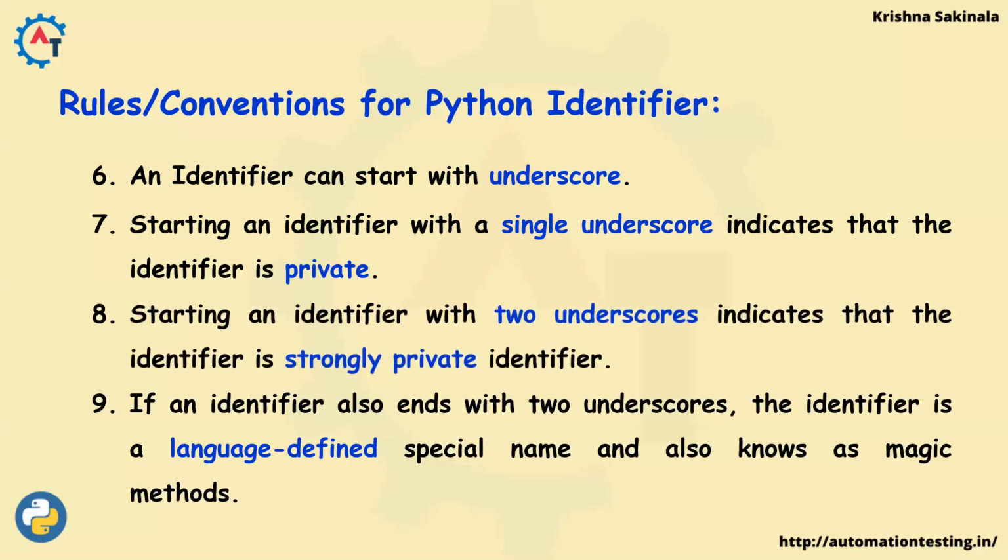If an identifier also ends with two underscores, the identifier is a language-defined special name, also known as magic methods. We'll see all these things in our upcoming videos, but just as information, if an identifier ends with a double underscore, then that is called a language-defined special name, also known as magic methods.